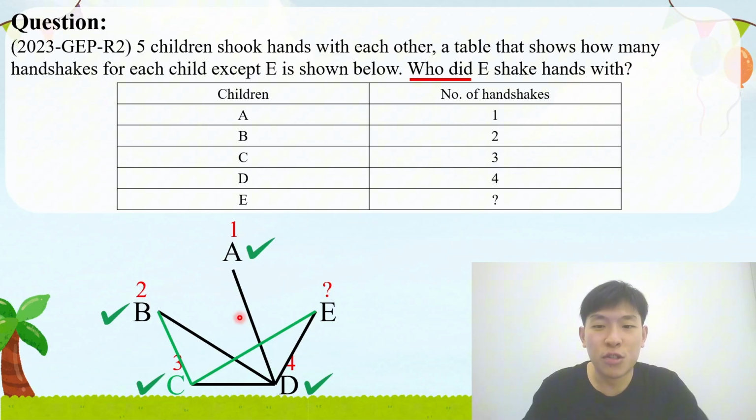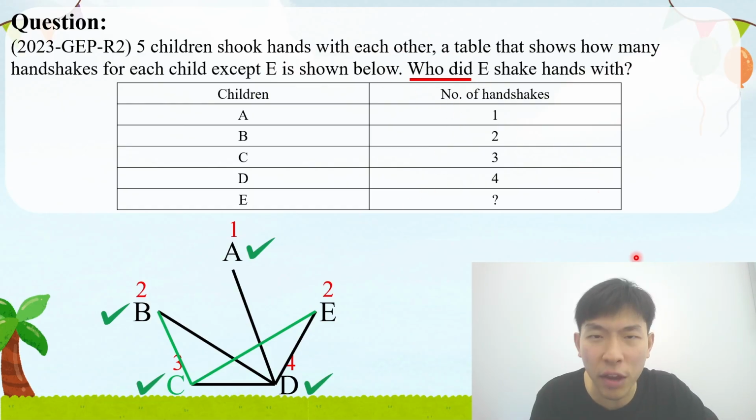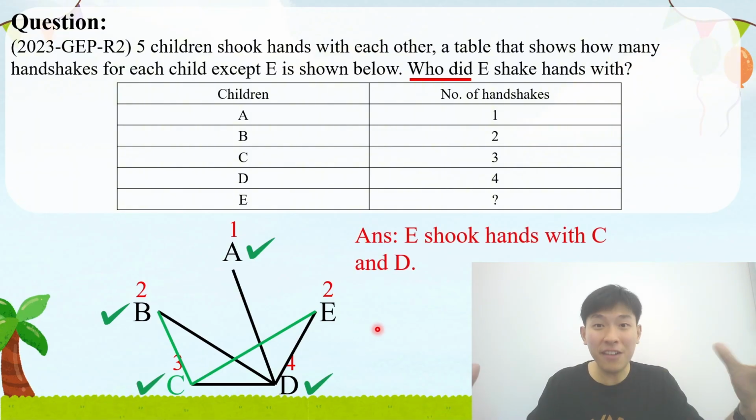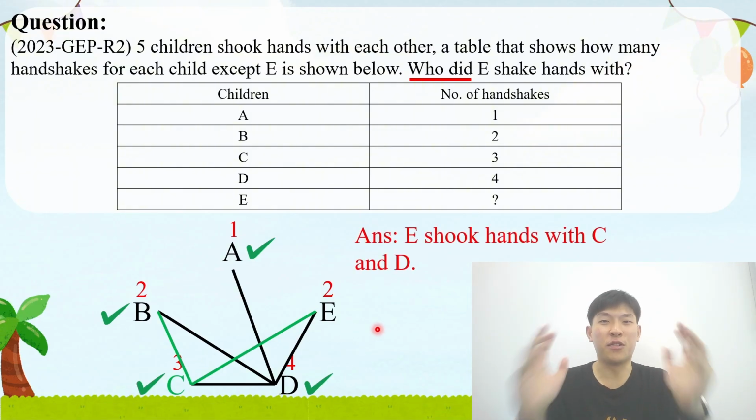Very good. So this means that E shakes hands with how many people? Very good. Shakes hands with 2 people and 2 times. So here we can write 2. And let's answer the question, who did E shake hands with? E shakes hands with C and D. Perfect. And we have solved this question here.